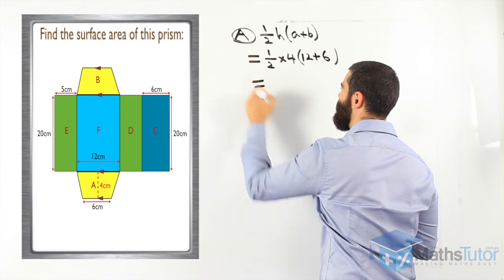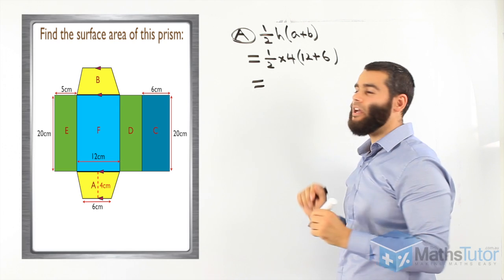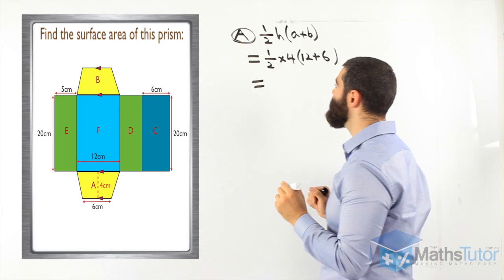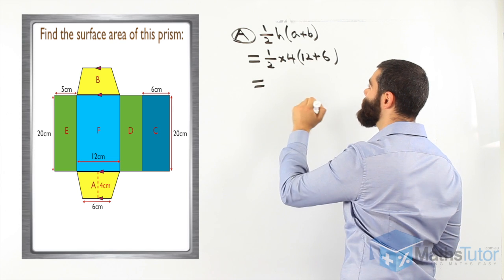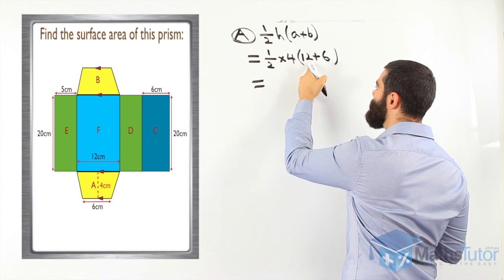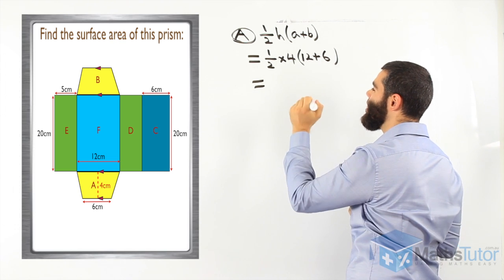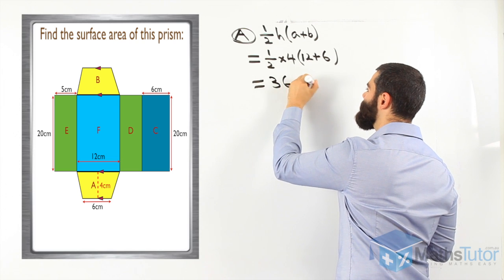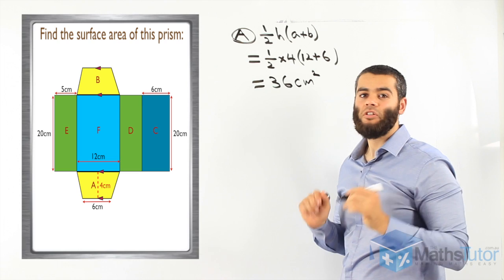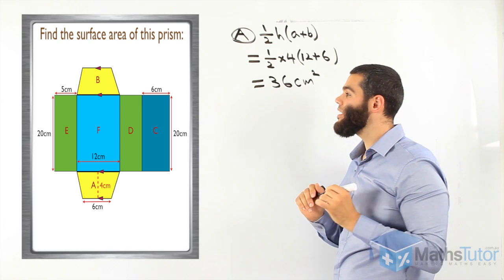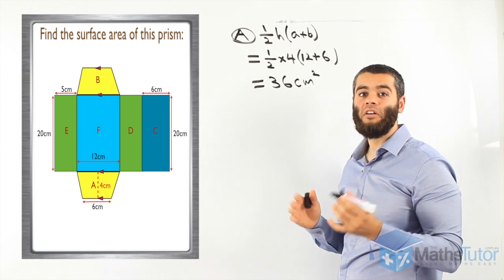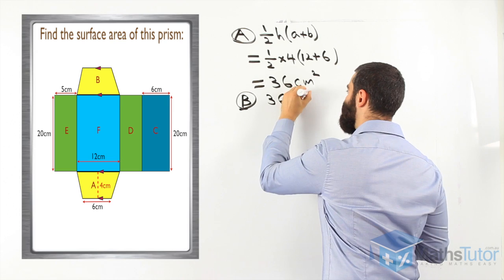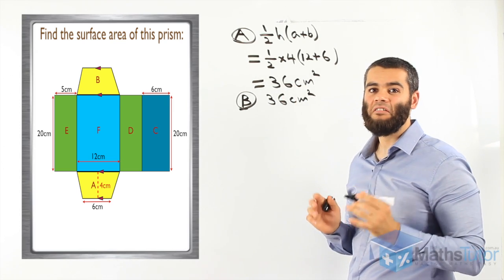Let's work out the area. Half times 4, open bracket, 12 plus 6, close bracket. You might want to grab your calculator to work out all the faces for us. Half times 4 is 2. 2 times everything inside. 12 plus 6 is 18. 18 times the 2 is 36. And we know the units are square centimeters. So the area of trapezium A, the first face, is 36. B is the same size, so B is also going to be 36 square centimeters. We have completed faces A and B.